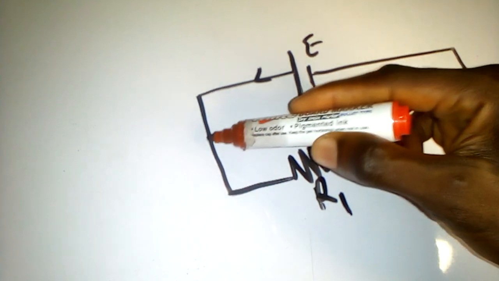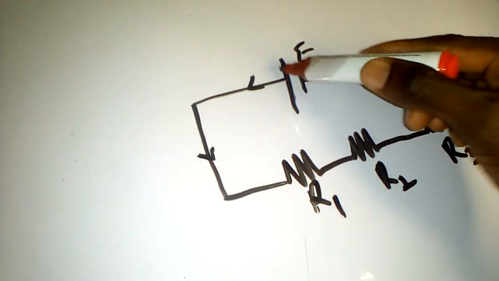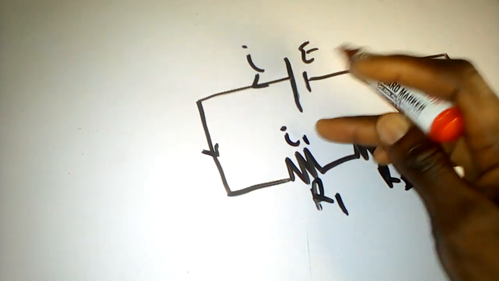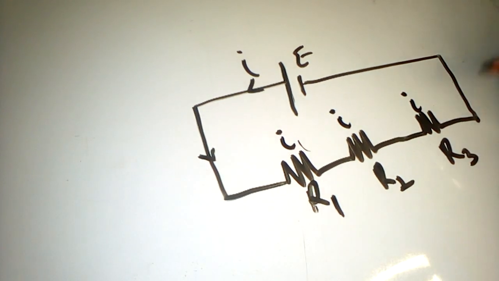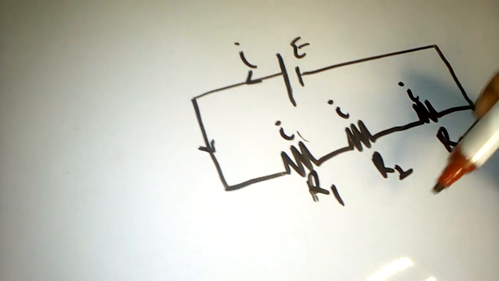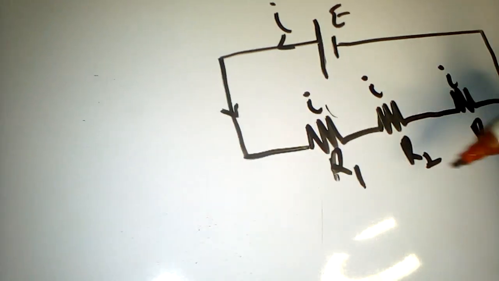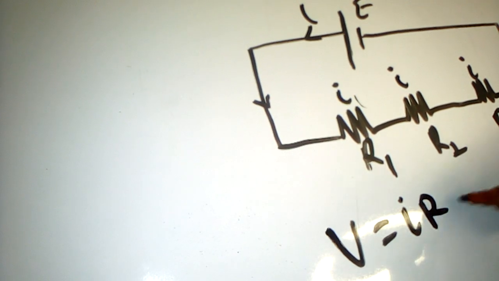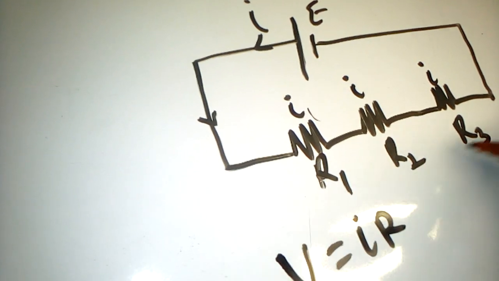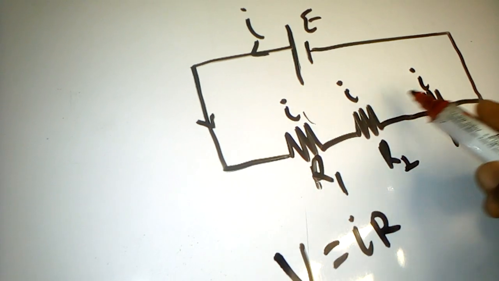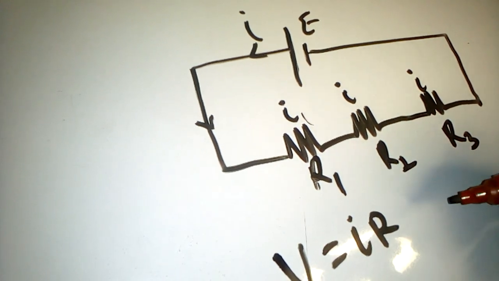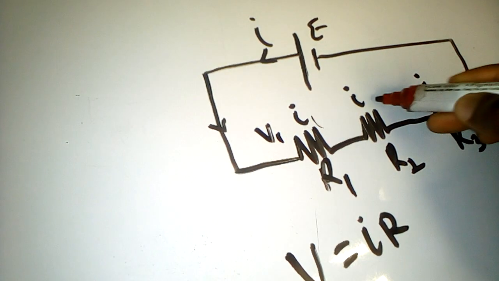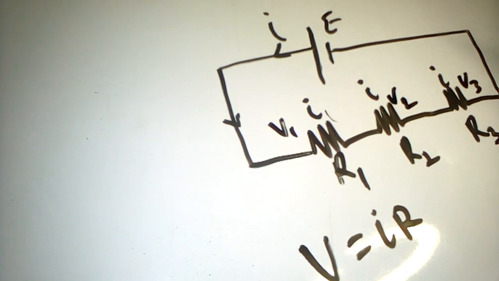When the current flows, you notice that the current that flows from the battery is I. It is the same current I that enters here, which means they have the same current flowing through them. But because the values of the resistors are different, they will have different potential differences. Don't forget, potential difference is the product of I with R. So although they have the same current flowing through them, since the resistances are different, the potential differences will be different: V1, V2, V3.